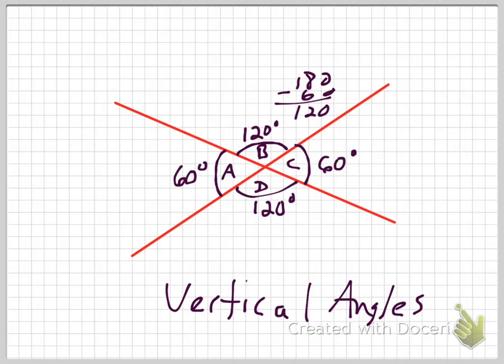Two lines that intersect form vertical angles, and vertical angles are what? Name for me the vertical angles here. A and C are vertical angles. Why are A and C vertical angles? Let's just stop. What are vertical angles? Look in your book. What are vertical angles?